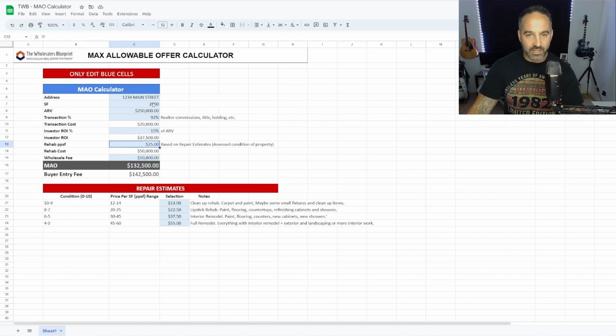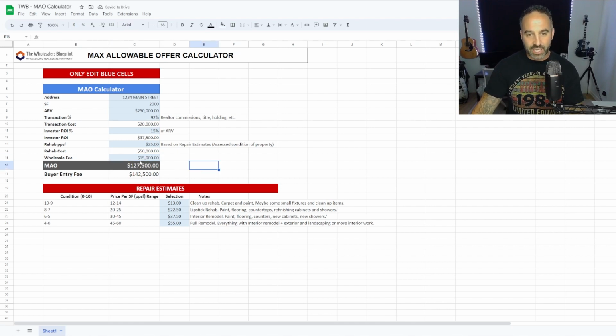Okay, so we say rehab cost per square foot $25. It's going to take our 2,000 square feet, multiply by 25, and it's going to tell me the rehab cost is going to be $50,000. Then we want to build in our fee. So what is the number that we want to make? Let's say it's 10,000 or 15,000 or whatever that number looks like.